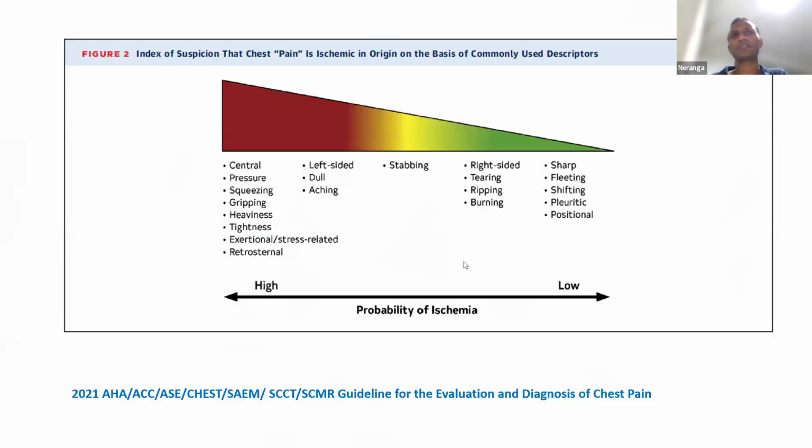If you take the probability of ischemia in chest pain, a sharp pleuritic pain, positional pain, right-sided pain, tearing or burning pain has a low probability of ischemia. Stabbing is also on the slightly low side. But in central chest pain, pressure, squeezing, heaviness, exertional chest pain, or retrosternal chest pain, the likelihood of ischemia is high. So this can be used to determine the probability of ischemia, whether it is low or high.